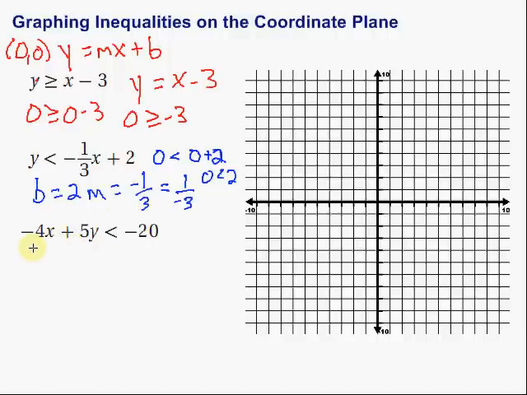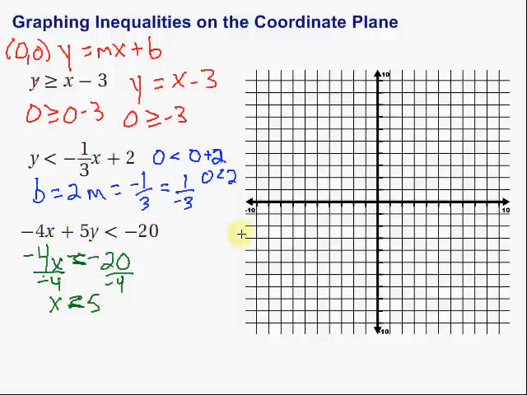So let's start by finding the x-intercept. That means I put in 0 for y, so I have -4x, and 5 times 0 is just 0, so that basically goes away, and we have is less than -20. Then solve this, so divide by -4 on both sides. Then we have x is less than 5. Okay, well, when we're working to find those intercepts, we're actually just interested in the equality. So we can just say equals, and our x-intercept is 5.